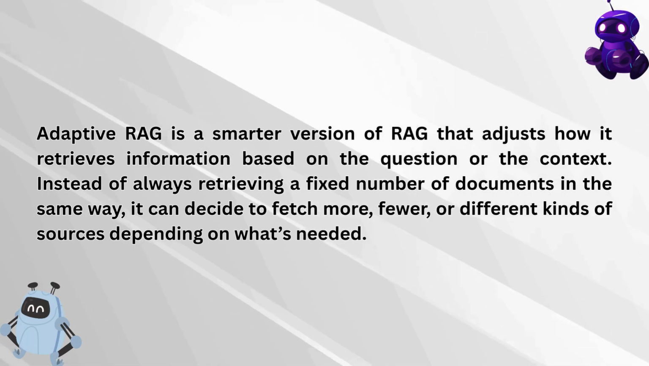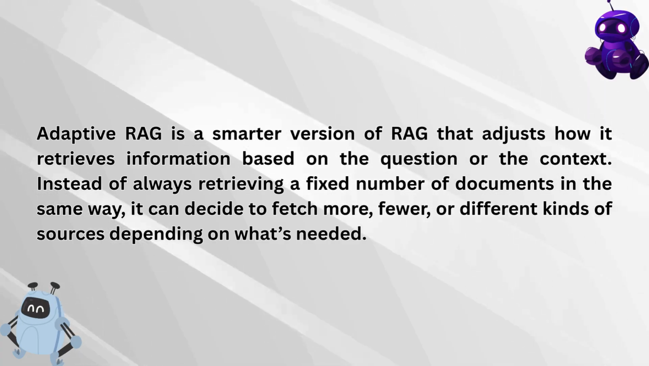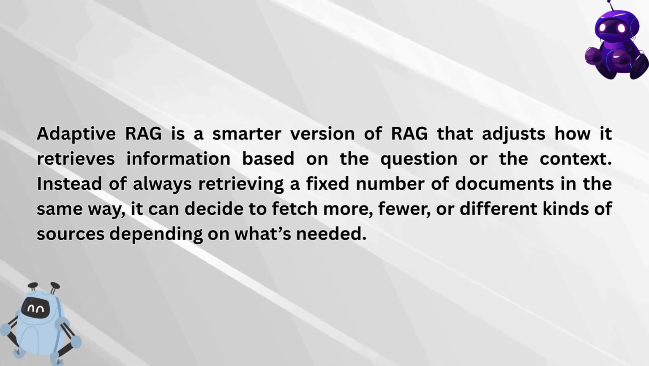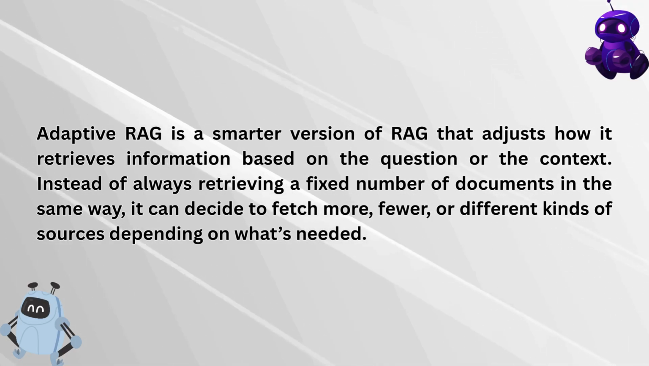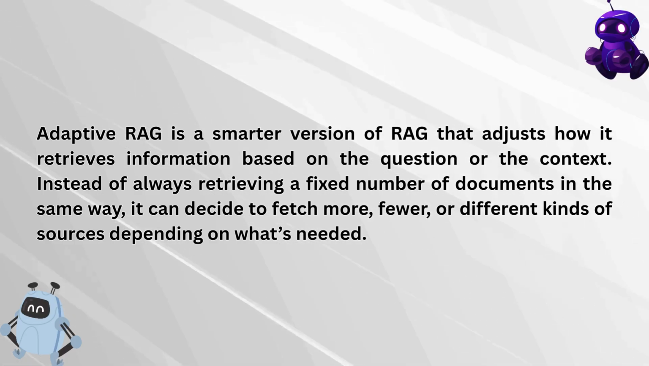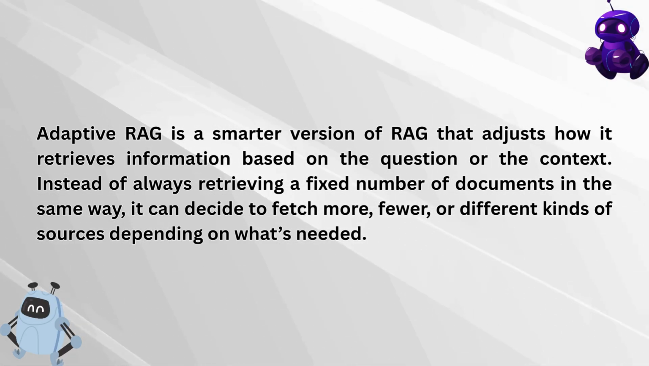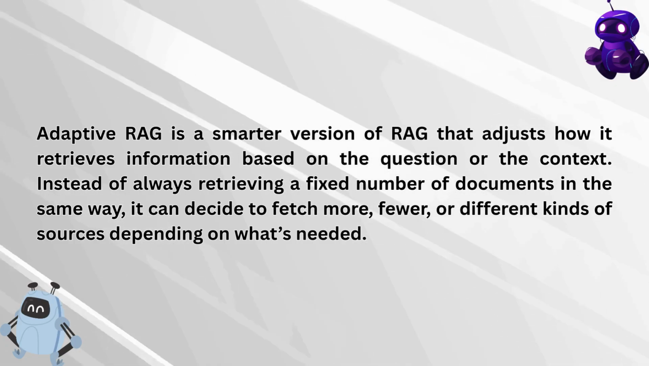Explain adaptive RAG and how it dynamically changes retrieval. Adaptive RAG is a smarter version of RAG that adjusts how it retrieves information based on the question or the context. Instead of always retrieving a fixed number of documents in the same way, it can decide to fetch more, fewer, or different kinds of sources depending on what's needed.